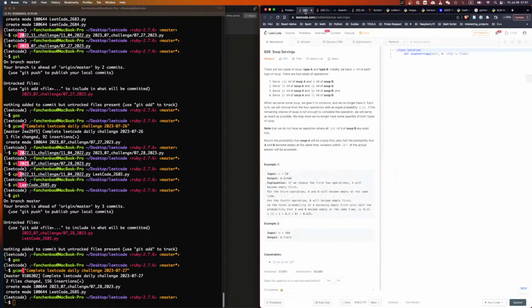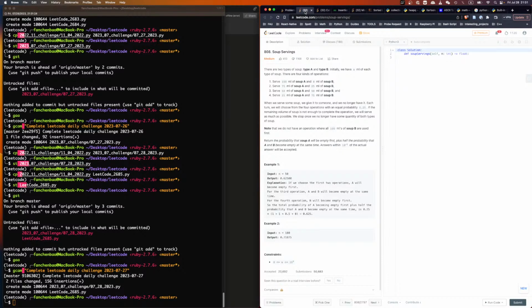There are two types of soup, type A and type B. Initially, we have n milliliters of each type of soup. There are four kinds of operations. Serve 100 of soup A and 0 of B, 75 of A and 25 of B, 50 and 50, 25 and 75. When we serve some soup, we give it to someone, and we no longer have it.